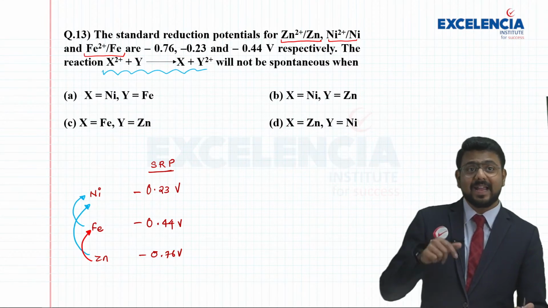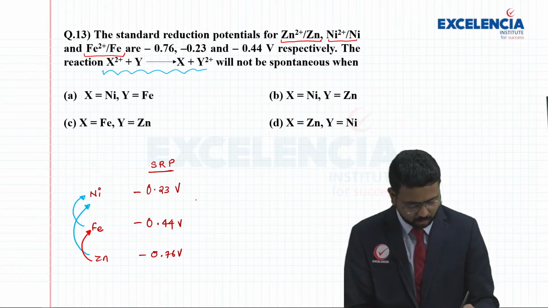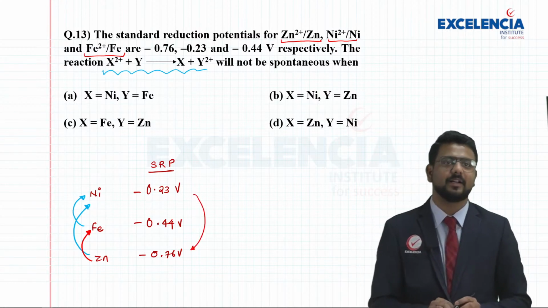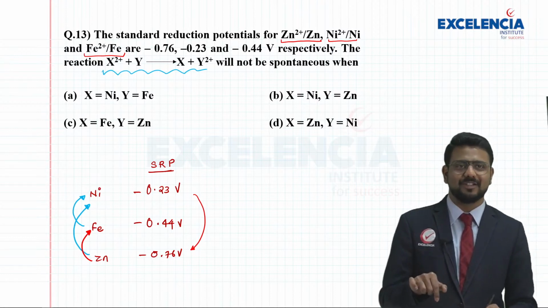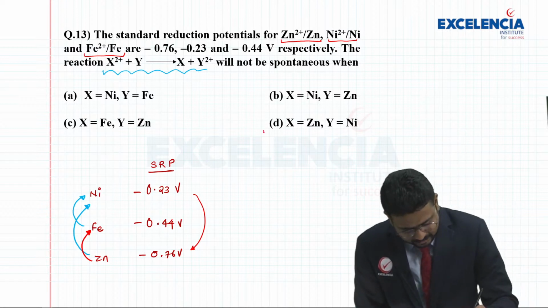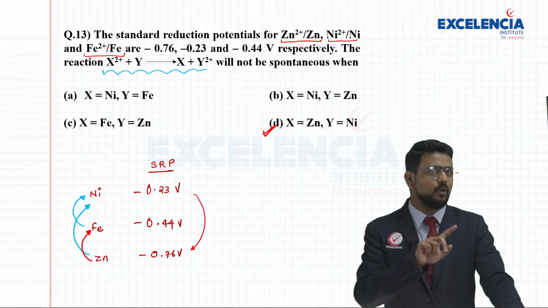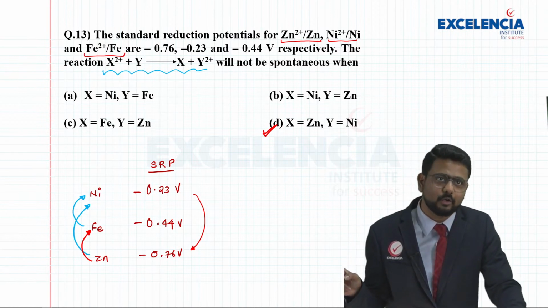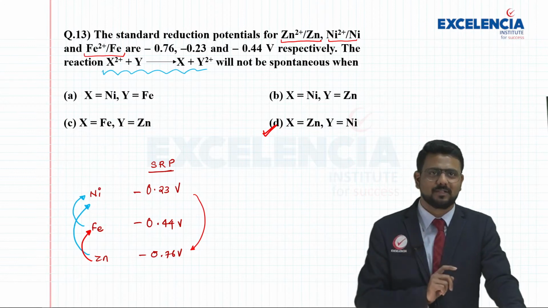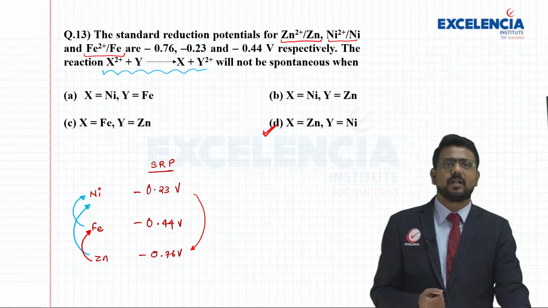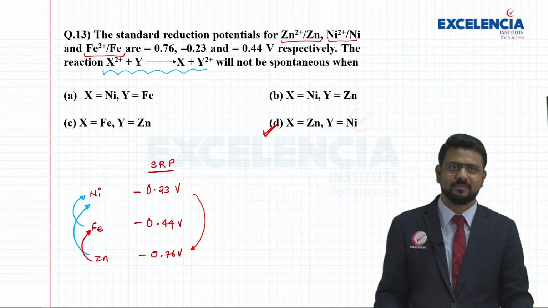Now if I say that X is Zn and Y is Ni, without any doubt this reaction is not possible. Nickel will not be able to displace zinc. However, zinc will be able to displace nickel from its salt solutions, right? So of all these options, option D should be your correct answer because it is not going to be a spontaneous reaction. Zinc will be able to displace Ni2+ ions from its salt solutions, but Ni will not be able to displace Zn2+, right? Why? Because Ni2+ has a higher tendency to get reduced compared to Zn2+.